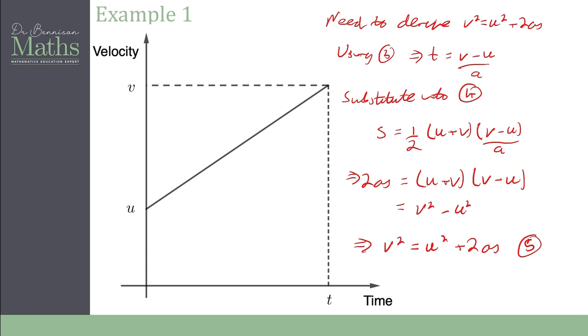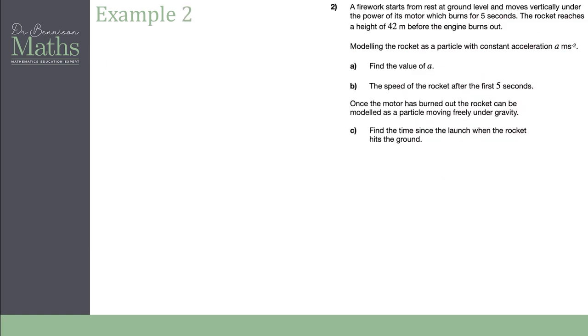Okay, let's look at example 2, and this is about a firework. This is an application of the SUVAT equations. So for part a, part a tells us some information. It starts from rest. So if something starts from rest, its initial speed u is 0 meters per second. It moves under the power of its motor, which burns for 5 seconds.